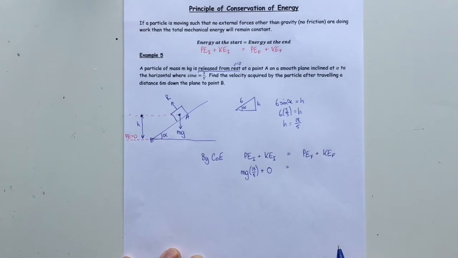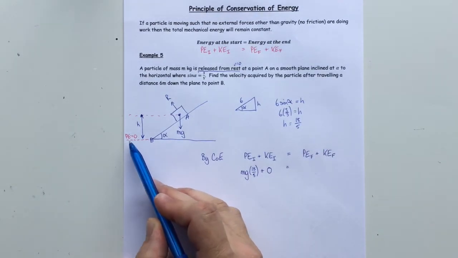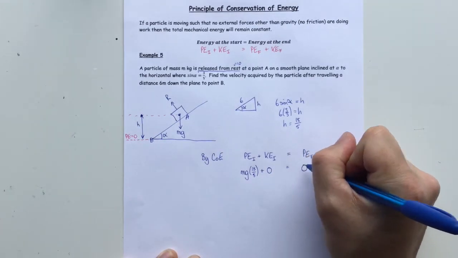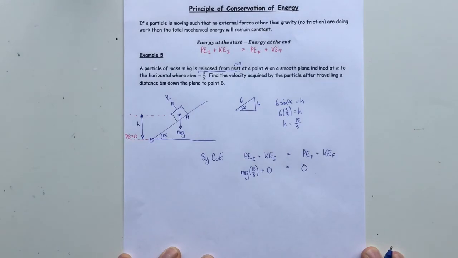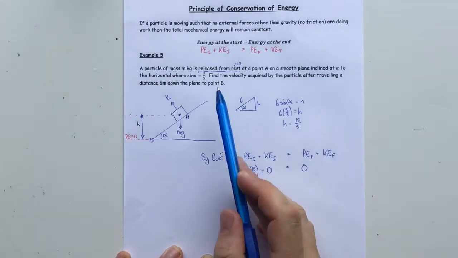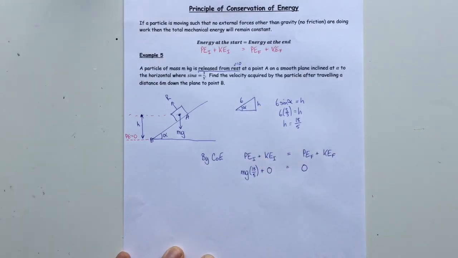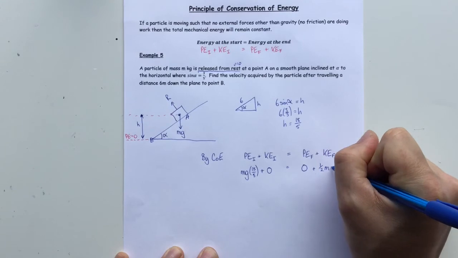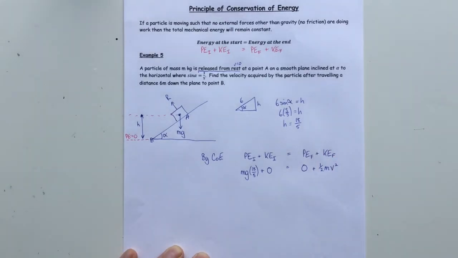Then let's look at the final potential energy. I've said that this level here is where the potential energy is equal to 0, so its final potential energy, mgh, is 0. However, it does have a velocity now after having travelled 6 meters down the plane. So it's a half m v squared.